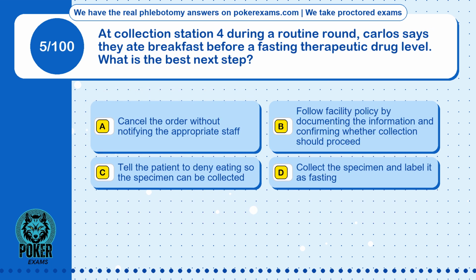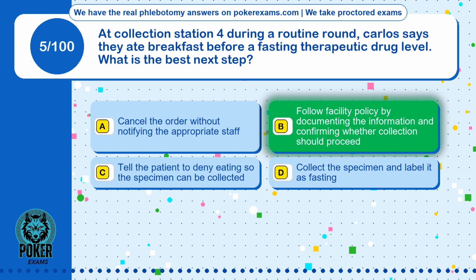Question 5. At collection station 4 during a routine round, Carlo says they ate breakfast before a fasting therapeutic drug level. What is the best next step? Option A. Cancel the order without notifying the appropriate staff. Option B. Follow facility policy by documenting the information and confirming whether collection should proceed. Option C. Tell the patient to deny eating so the specimen can be collected. Option D. Collect the specimen and label it as fasting.